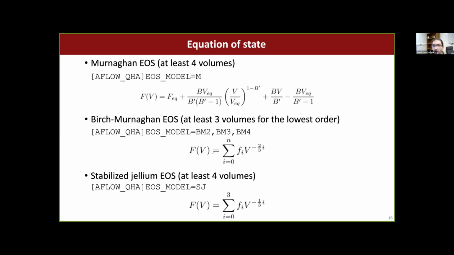And you don't need to run AFLOW for each of them. You can actually use a comma to specify as many different models as you like. And it should be pretty useful.